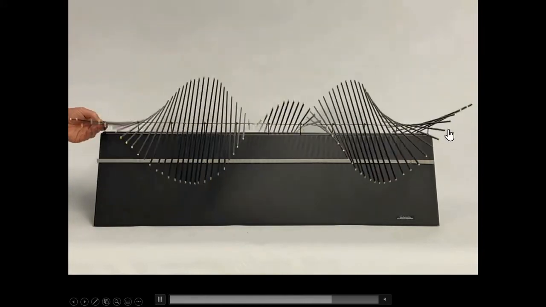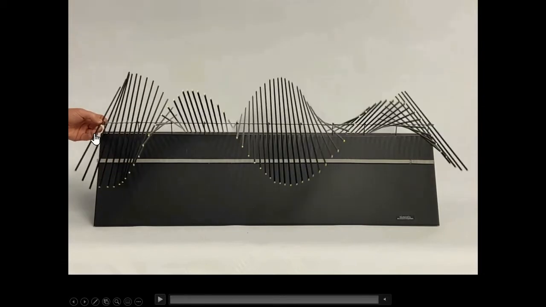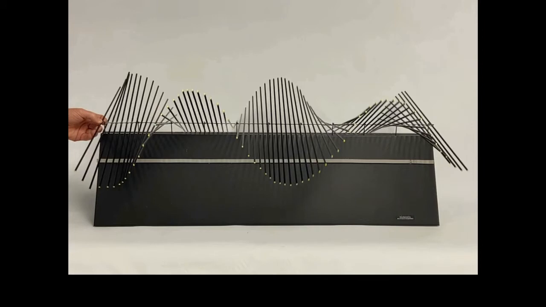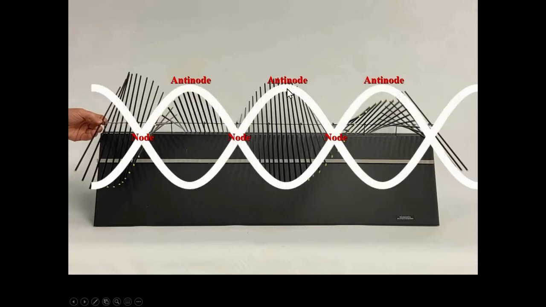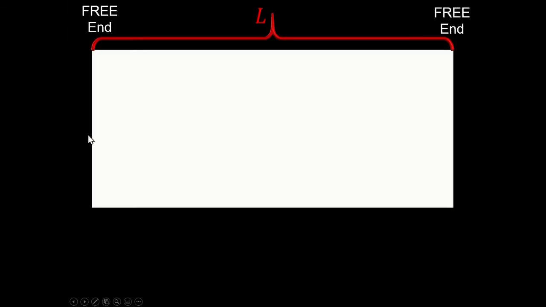Now I'm still making waves. There's waves going down, and there's waves coming back. And if I do it correctly, meaning I move my hand up and down at the right frequency to produce the right wavelength, a standing wave will occur. And standing waves have places that are going up and down. We call those antinodes. And then places that are just staying still, we call those nodes. So let's see what I mean by moving my hand up and down correctly.